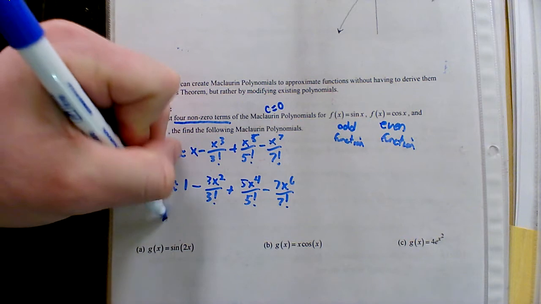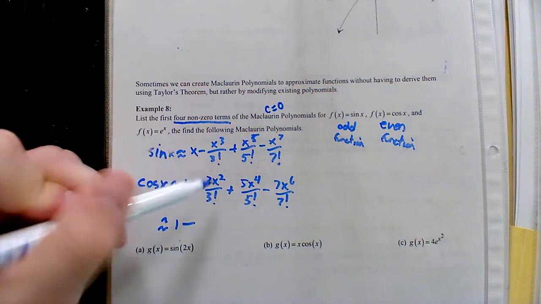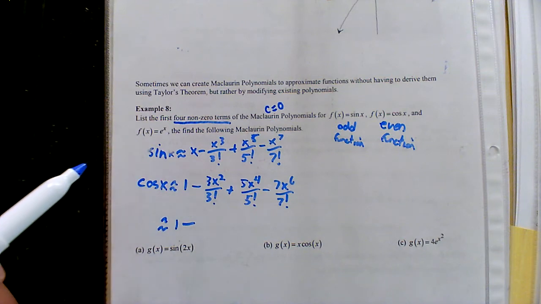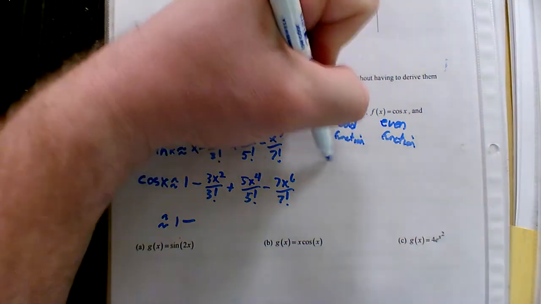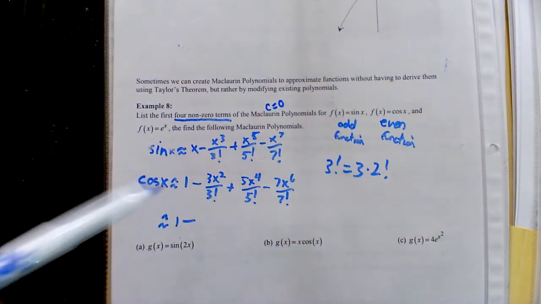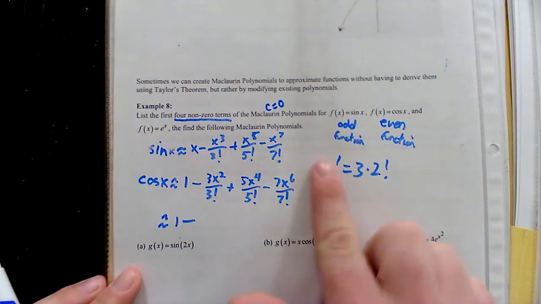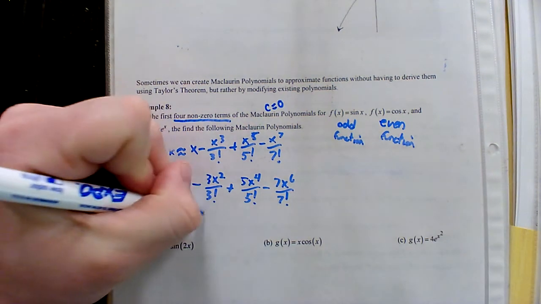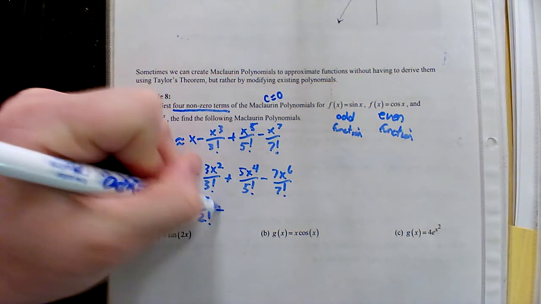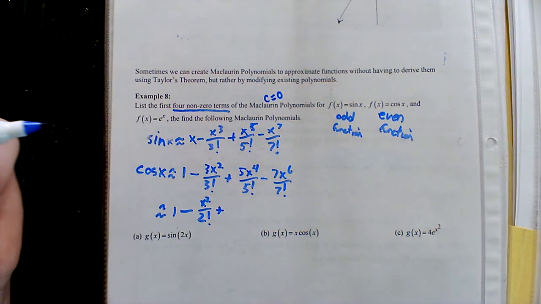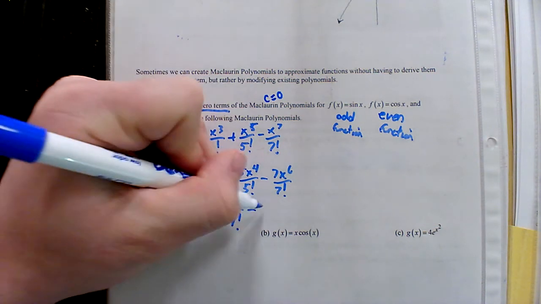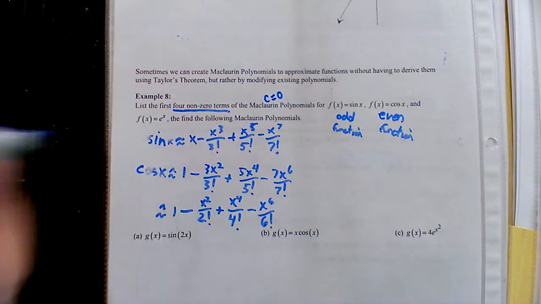Now if we actually simplify this, well, 1 remains 1. How can I simplify the 3x squared with a 3 factorial? Yeah, 3 factorial is the same as writing 3 times 2 factorial. So our 3 on the top will cancel with a 3 on the bottom and we'd be left with x squared over 2 factorial. What's the next one going to be? x to the 4th over 4 factorial minus x to the 6th over 6 factorial.